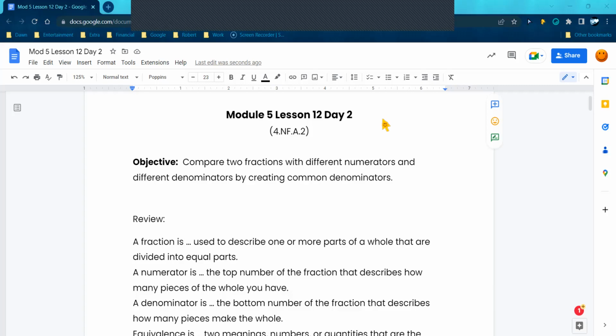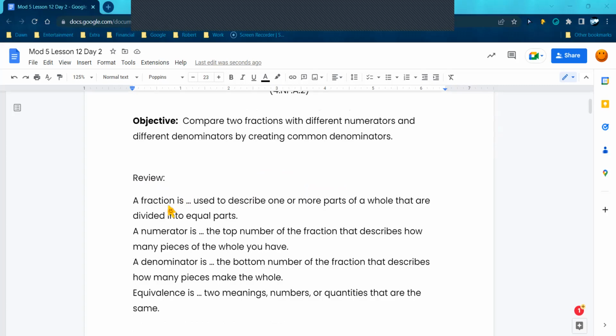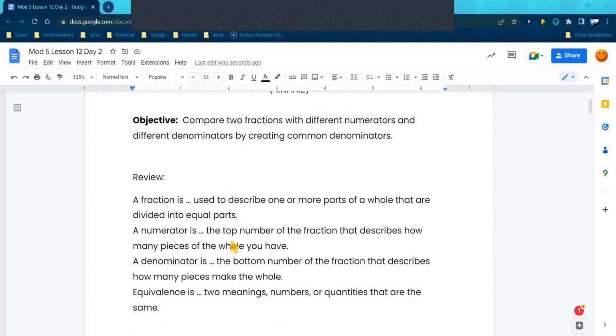It's our second day. It's important we practice this skill. We're going to compare two fractions with different numerators and different denominators. We're going to do this by creating a common denominator. Our vocabulary words are fraction, numerator, denominator, and equivalence. So let's go look at it.